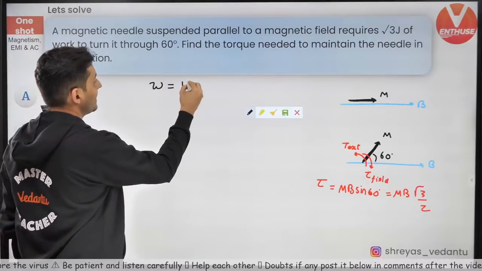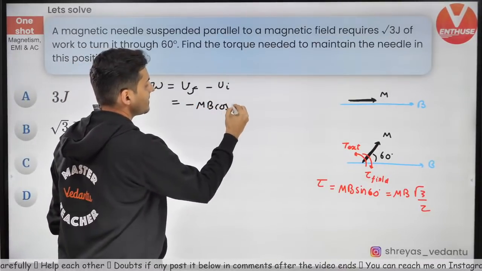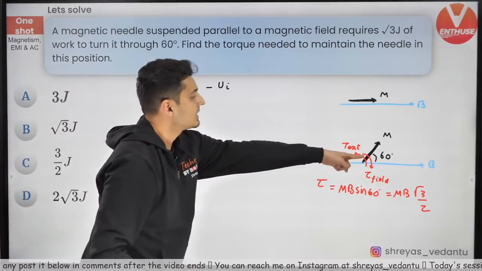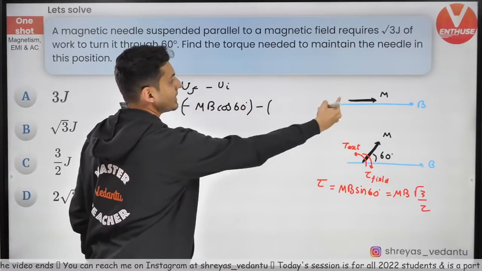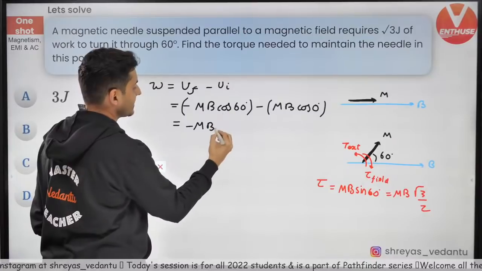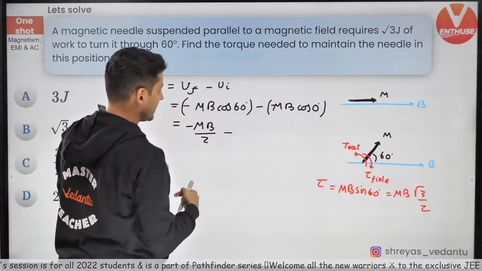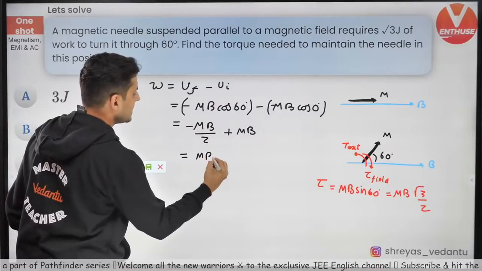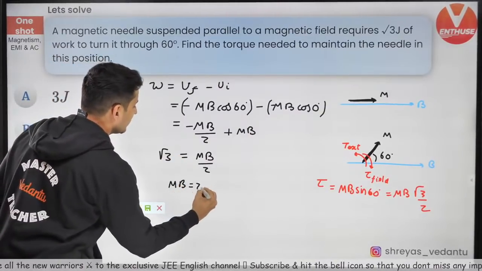Work done is given. Work, I just told you, is final minus initial potential energy. Final energy is minus MB cos 0. Sorry, my bad. Final energy is not this. Final energy is this. So it is minus MB cos 60, minus initial energy, that is minus MB cos 0. So let's see what we get. Minus MB cos 60 is minus MB by 2, minus, and there should be another minus over here because it's minus MB cos theta. So cos 0 is 1, minus minus becomes plus, so plus MB. So this will become MB by 2. Okay, and the work done is given to be √3. So therefore MB is equal to 2√3.